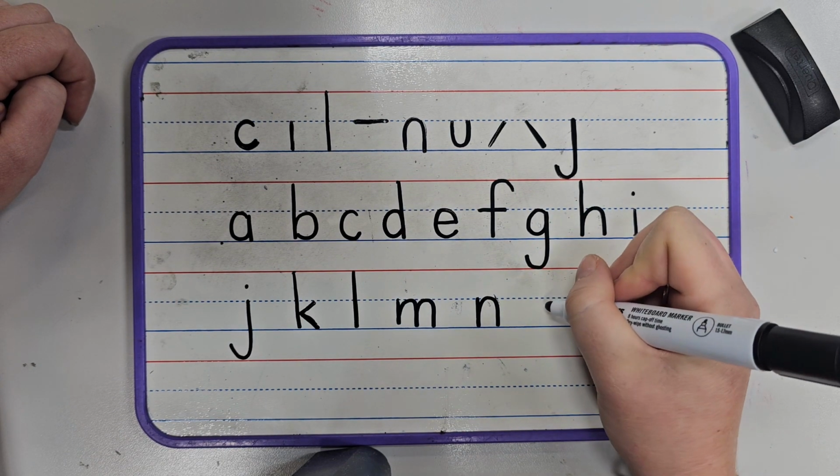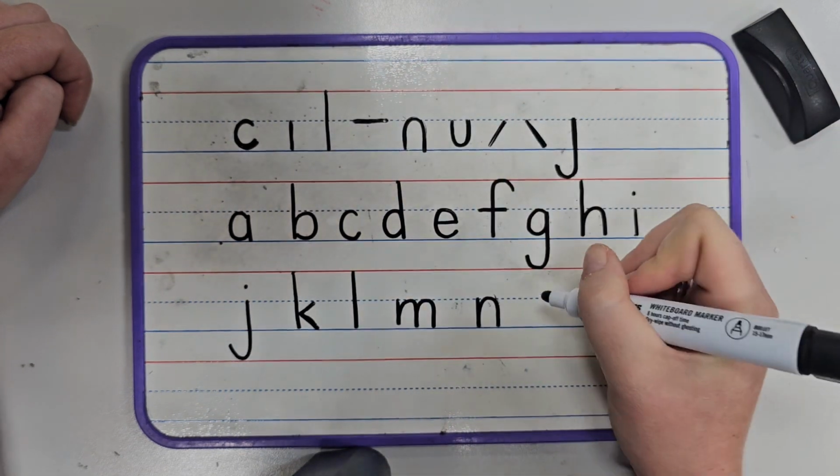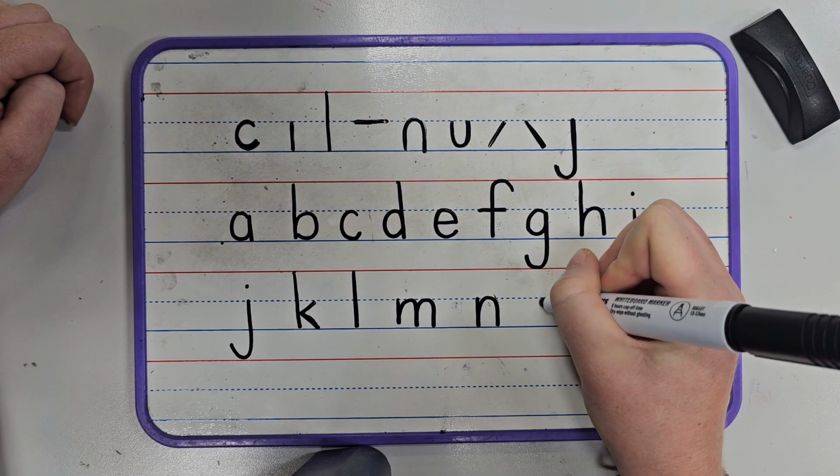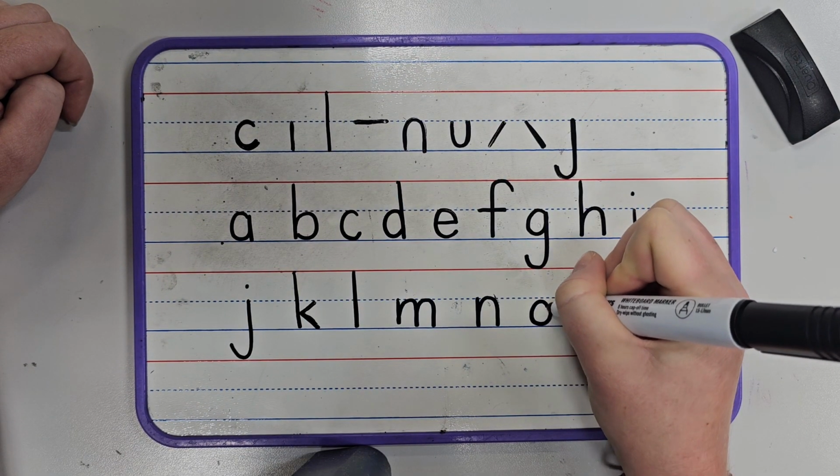Letter O starts with a click letter. So starts with a click, goes all the way around and stop.